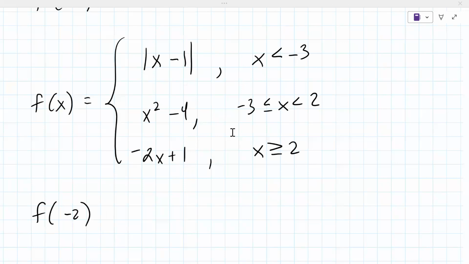Yeah, for sure. So, am I just going to insert negative two into all of those formulas? No, you have to figure out which one it works in. It only works in one of them. I mean, I guess probably x squared minus four. Why does it go there and not the first one? Because the first one, it would just still be in the absolute value bars.